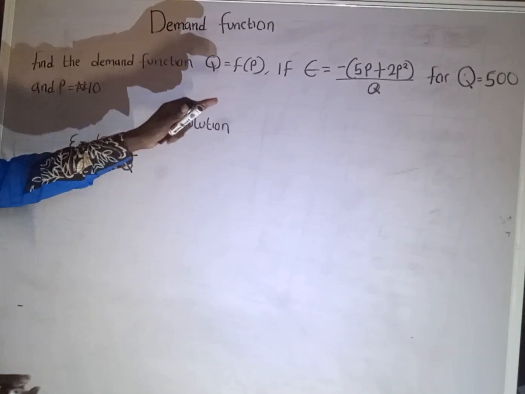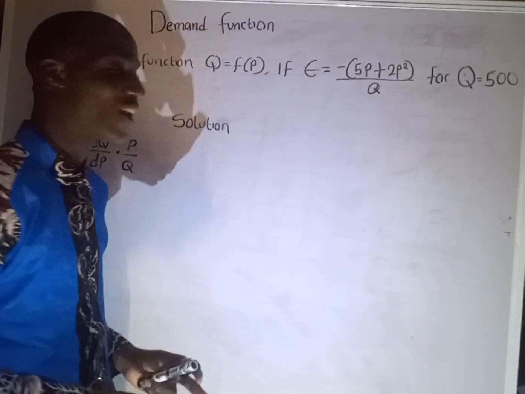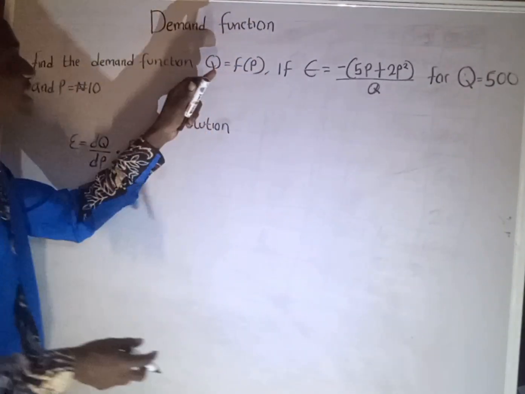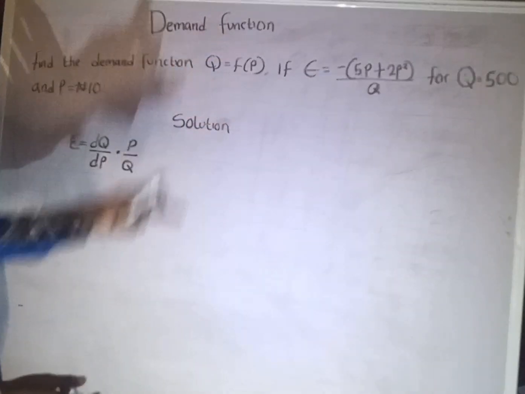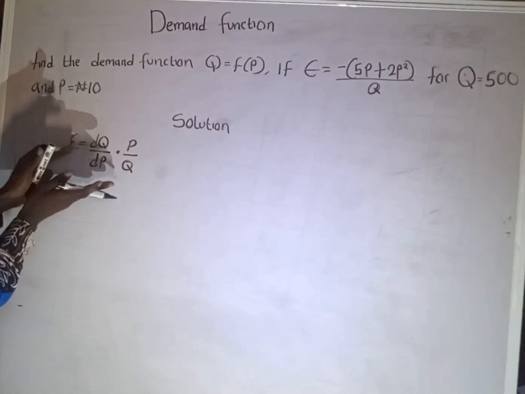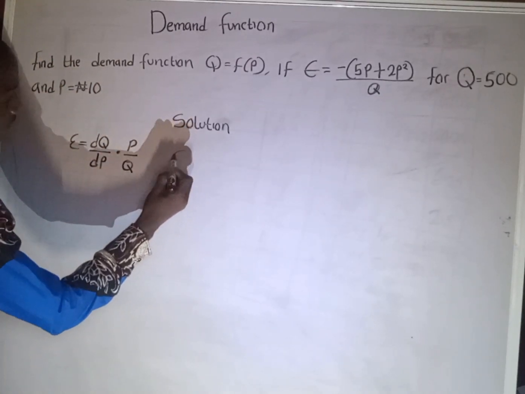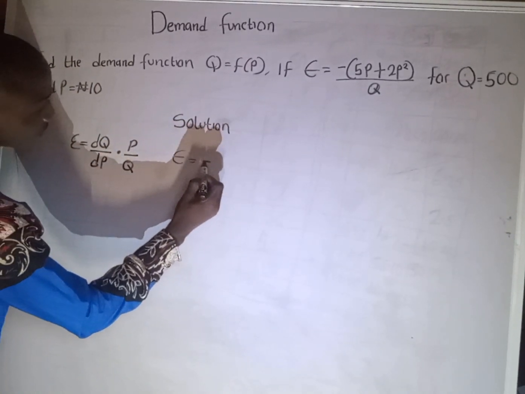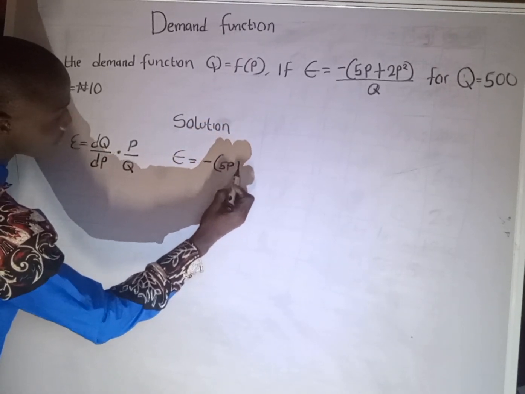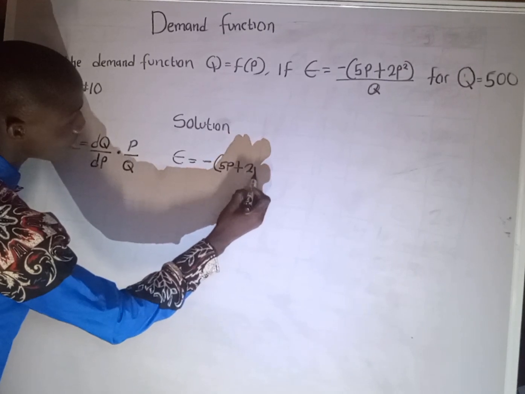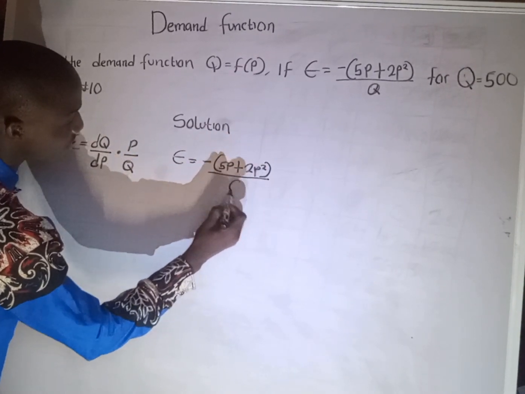But in this question, they gave us the elasticity. We are told to find the quantity. We are told to find the demand function itself. So you know that this is the formula of elasticity, and they gave us in the question that the elasticity is this: minus into bracket 5p plus 2p square all over q.